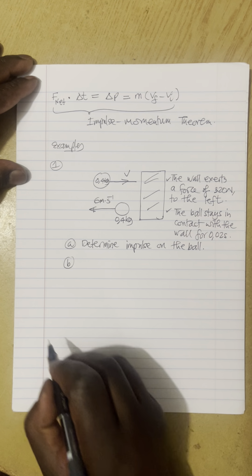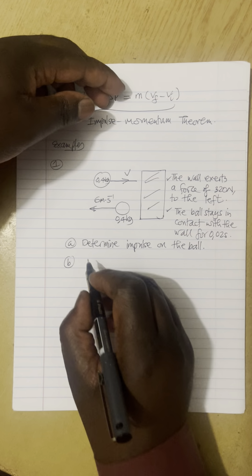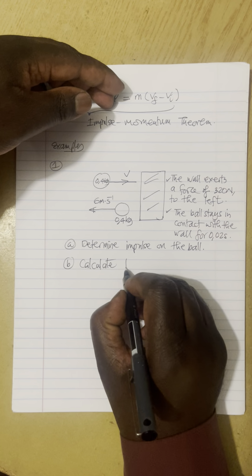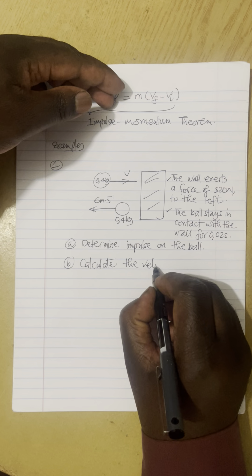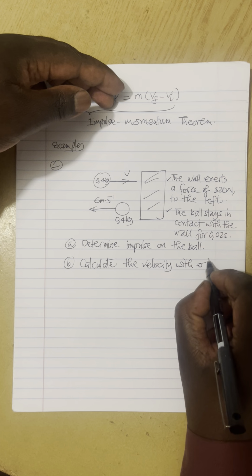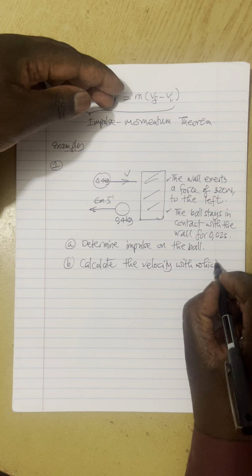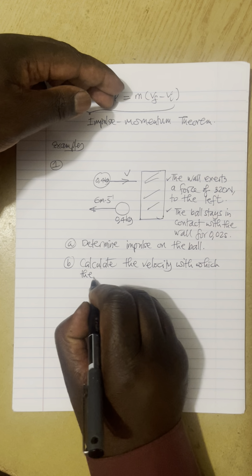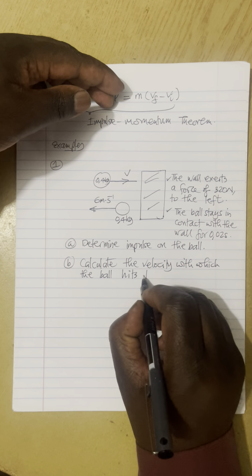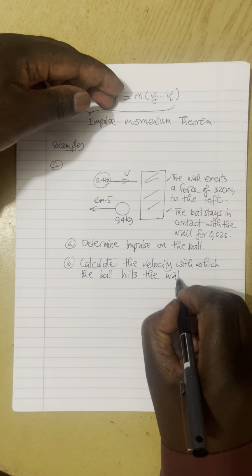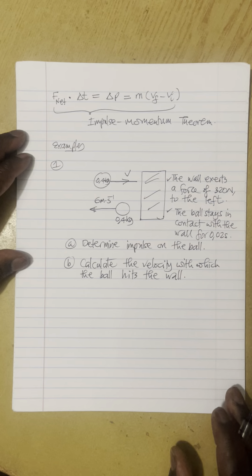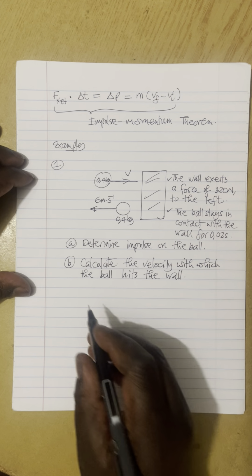But B, we are going to say calculate the velocity with which the ball hits the wall. So this is number one of our two examples for today on the impulse momentum theorem. Now let's look at the answers.